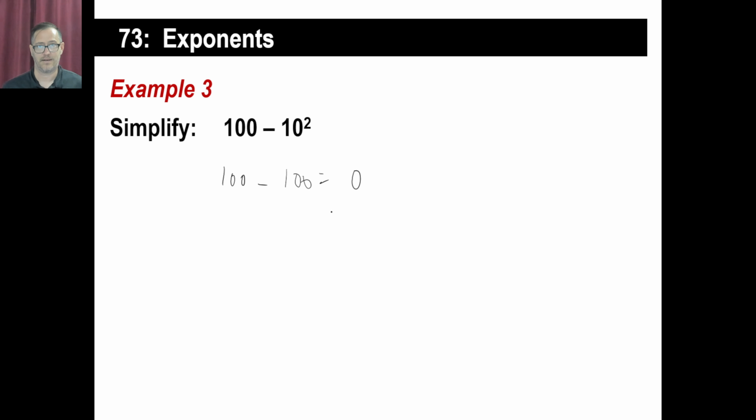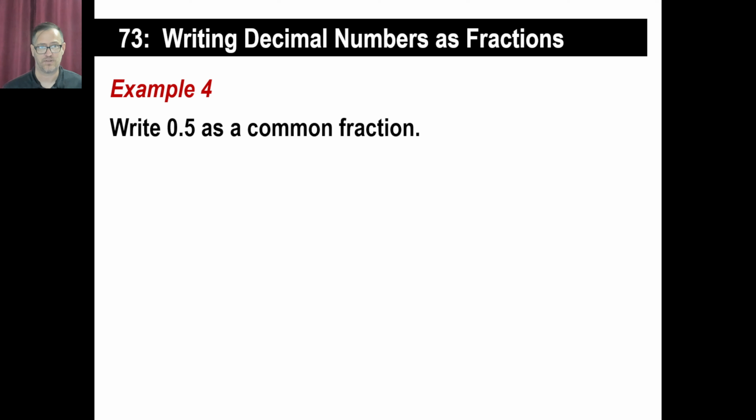There we go. Got it. Now it looks like on your practice set, you've got a ton of these. This is one of the last 2 types we're going to do. All right. Write 0.5 as a common fraction. Well, if you read this, how do you read this out loud other than using 0.5?